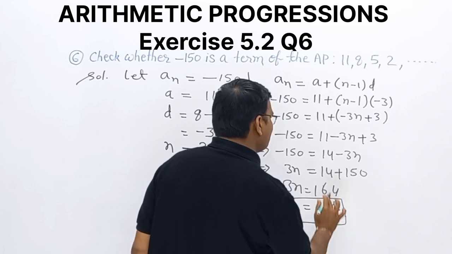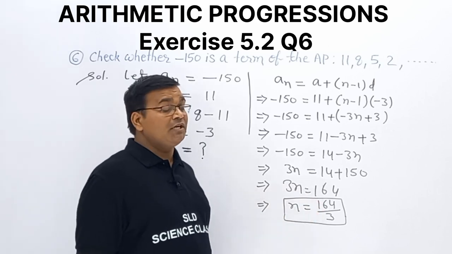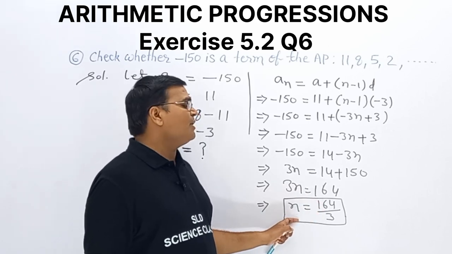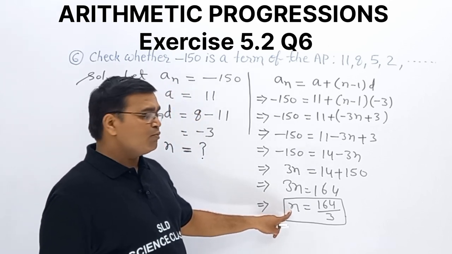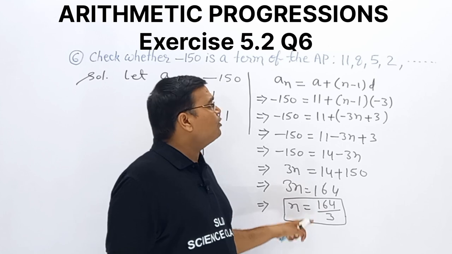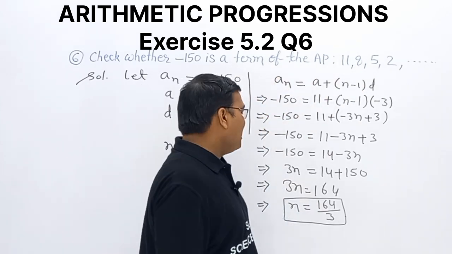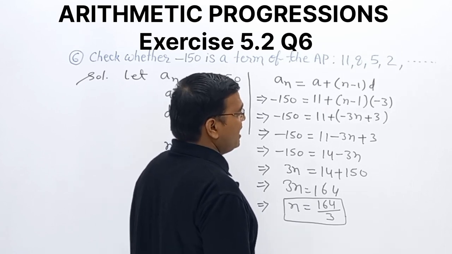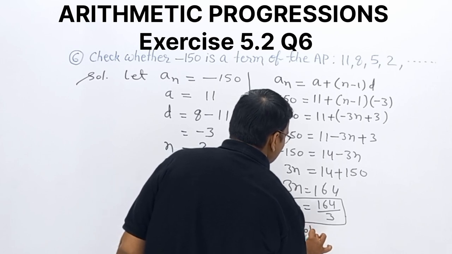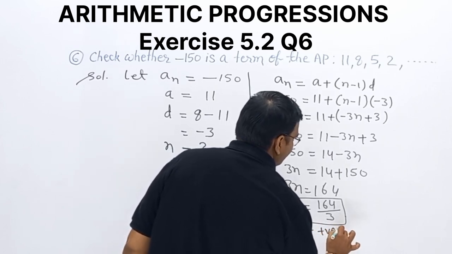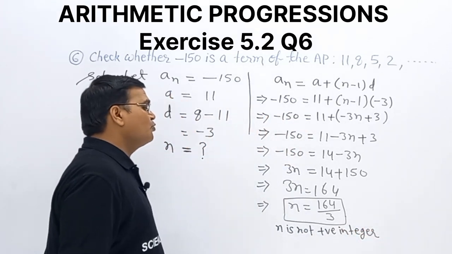We cannot simplify it, it is in fraction form. Clear? We are not getting an integer. So the value of n is not a positive integer. Once we get a positive integer, then only can we say the given number is a term of this AP, otherwise not. n is not a positive integer.